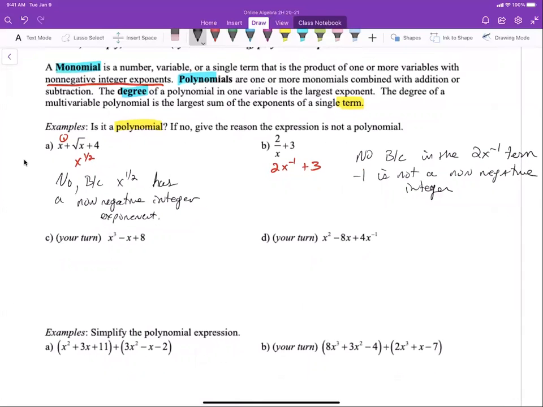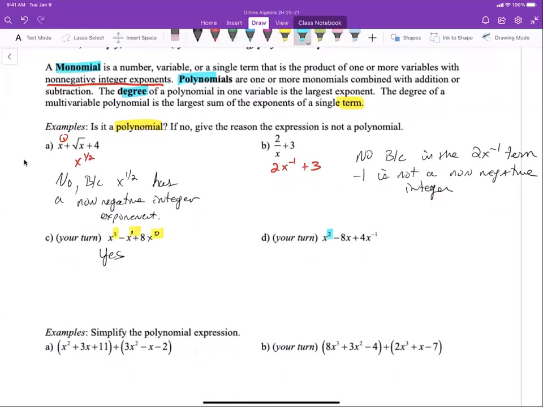Welcome back. So if we look at C, we see that we have x to the 3rd power. This is the same as x to the 1, and technically this is the same as x to the 0 power. And those are all integers, so this is yes. And they're all non-negative.